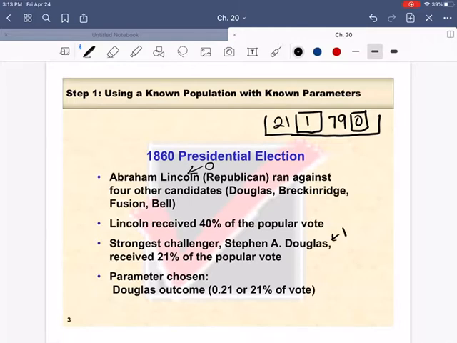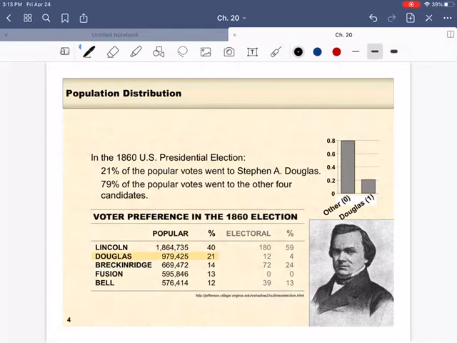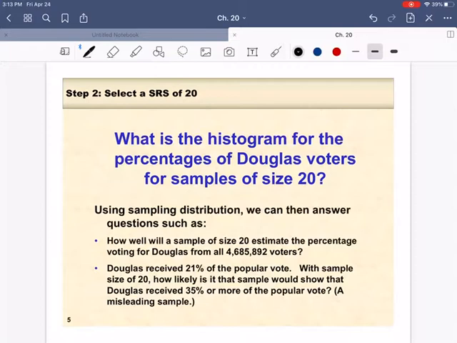Sorry, there were 5 other candidates. 5 total. So these other 4, if somebody voted for them, their vote doesn't count in this example because we're looking specifically at the outcome of Douglas votes. So, in 1860, we've got 21% of the popular vote went to Douglas, 79% went to the other candidates. What is the histogram for the percentages of Douglas voters of a sample size of 20?